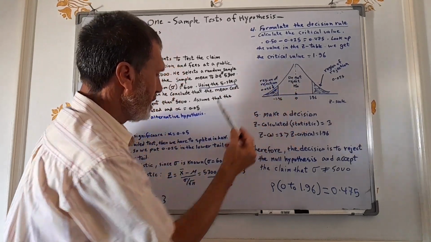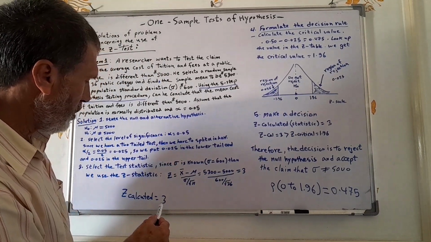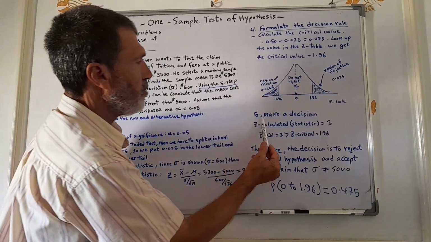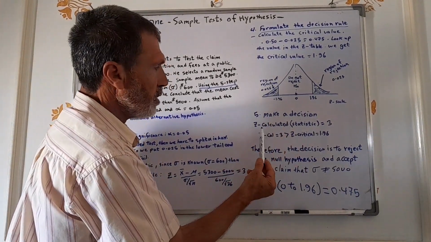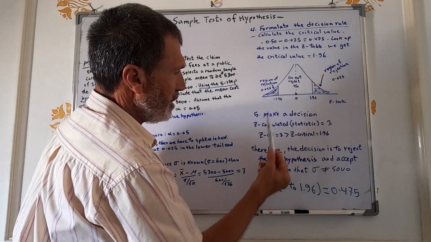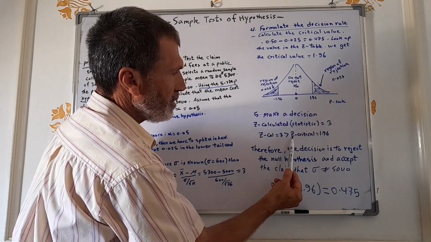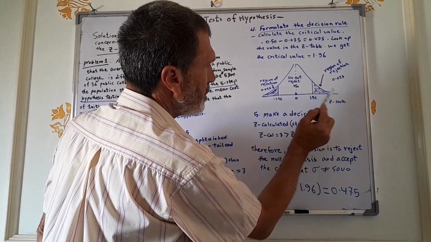Now we look at the Z table, we calculate the Z, and we come up with a 3. So now we go to step 5, which says make a decision. Z calculated statistic is equal to 3. Z calculated 3 is greater than Z critical, equal to 1.96. So it's over here.